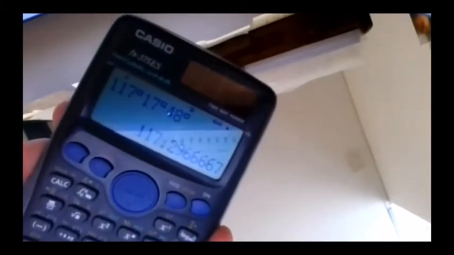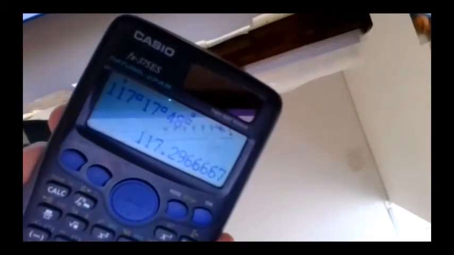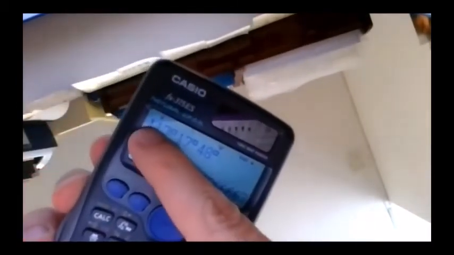Actually, literally just did. So enter it in like this. Right: 117 degree button, 17 degree button, 48 degree button. Hit equals, and then hit shift, and then degrees. And it'll convert it for you.